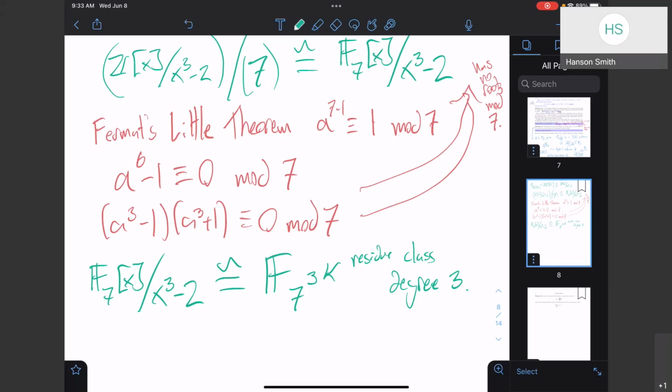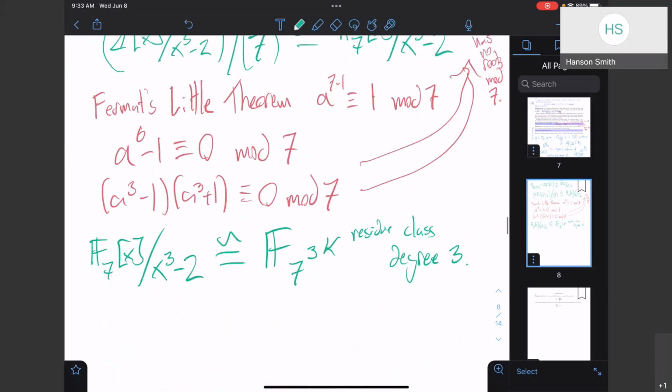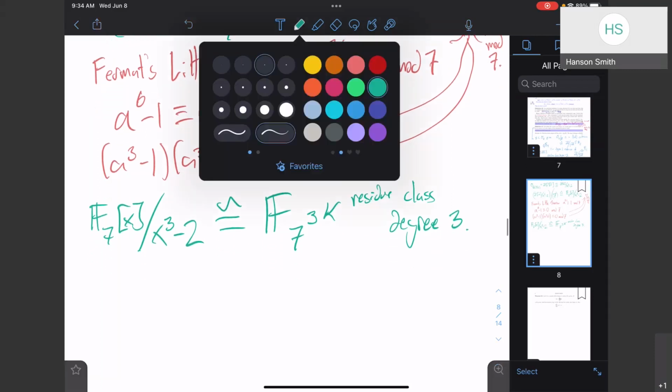And as kind of a byproduct here, what else did we prove about the ideal 7 Z adjoin the cube root of 2? I modded out by it and I got F7 cubed. Oh, yeah. Excellent. Right. Awesome. Excellent, Ben.